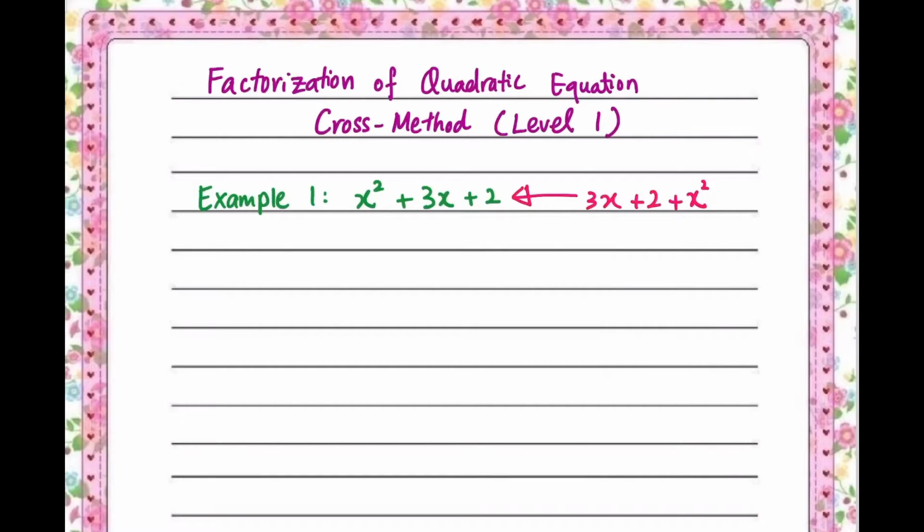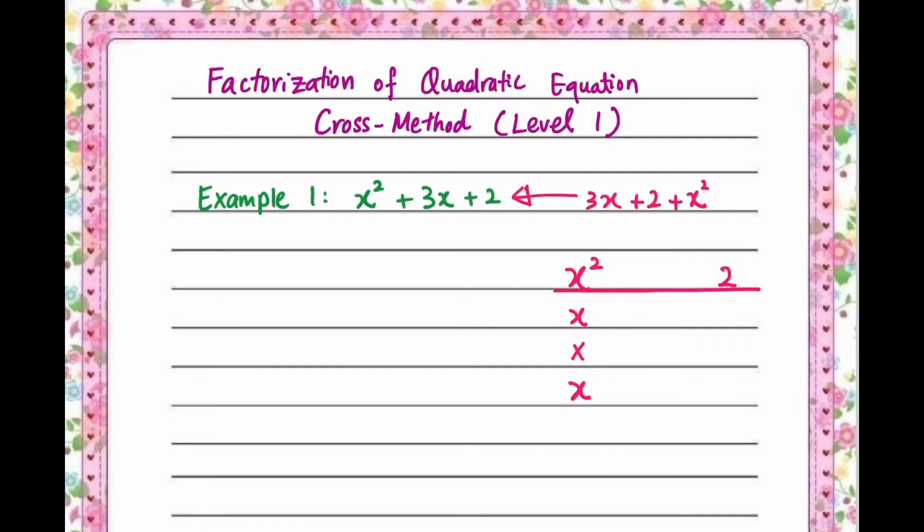So when using the cross method, first of all, you take the first term, the x square term, write it down on the side, and then you take the last term and write it down on the side. Now for the first term x square, I want you to find two multiples that when you multiply together make x square. In this case, because it's only x square, I can see that it should be x times x, right?